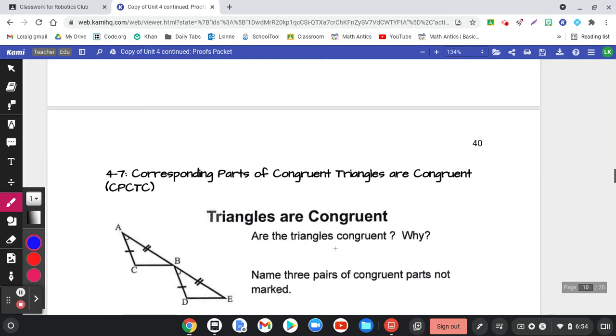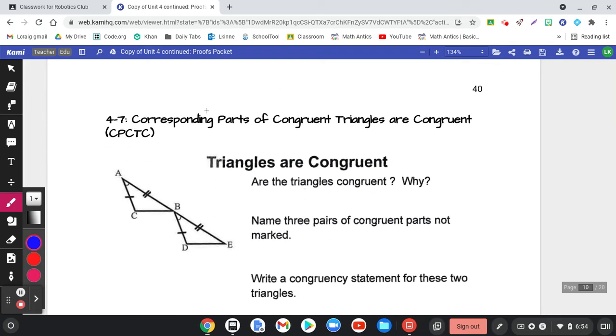Good morning, guys. So today we're going to talk about CPCTC. And you might be going, what are you even saying right now? But this is something that's going to be used all the time. Okay, so we're on page 40. This is lesson 7.